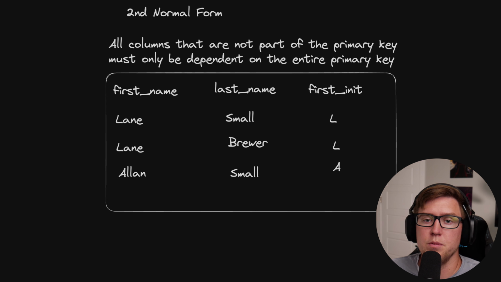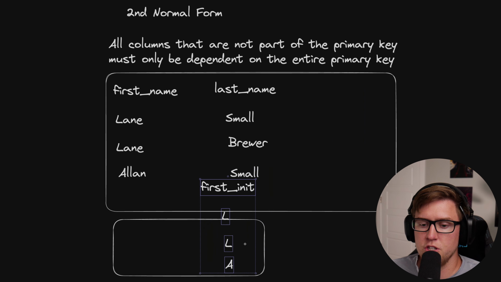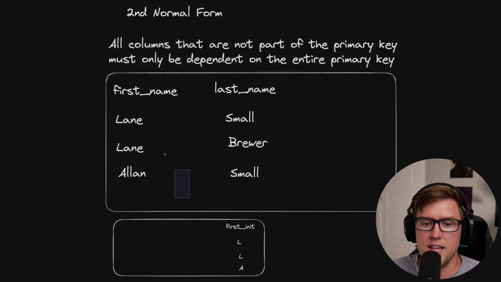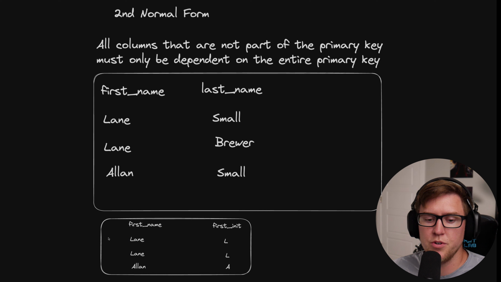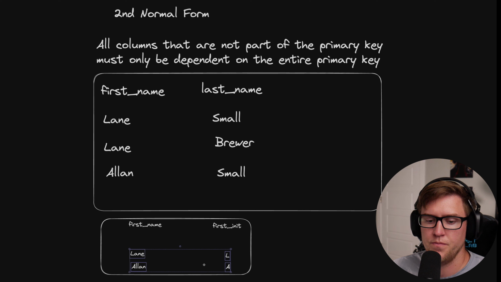One way to solve this problem would be to create a new table and to move the first initial column down here into that second table. And then we would map first name to first initial. And now you'll see we actually have some redundancy down here. Notice that Lane being mapped to L only needs to happen once, right? So we could actually remove a row. Cool. Now we have one table with unique data.